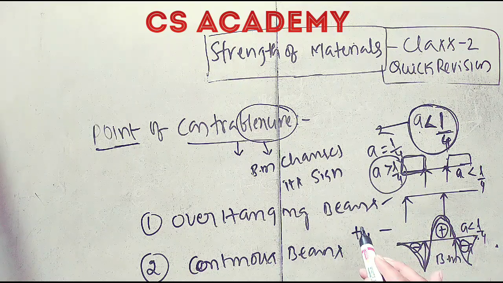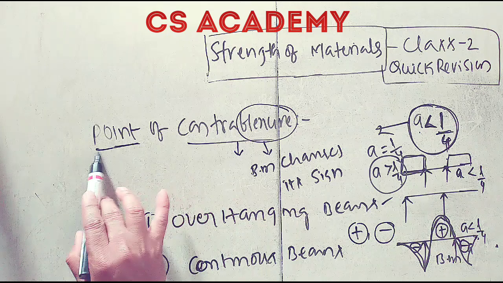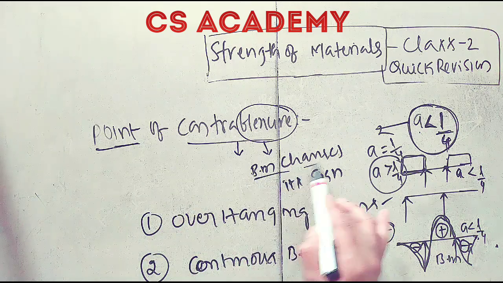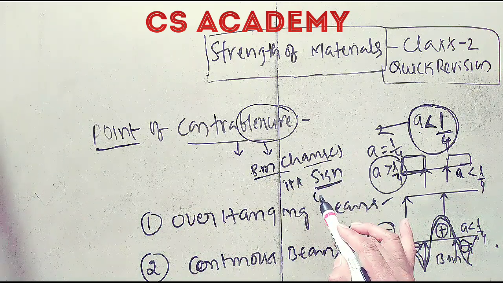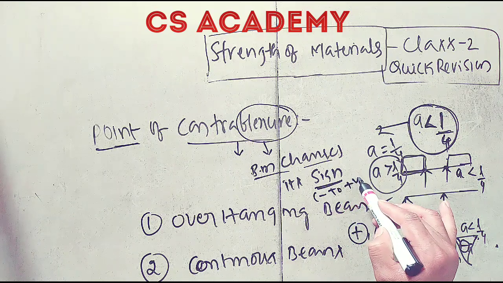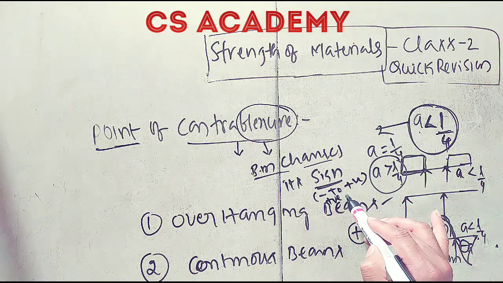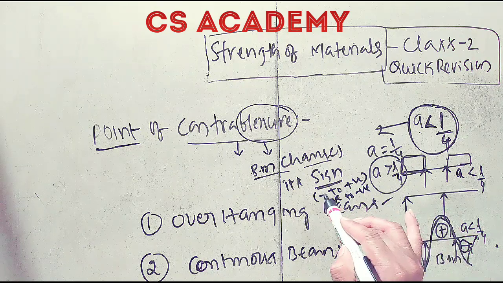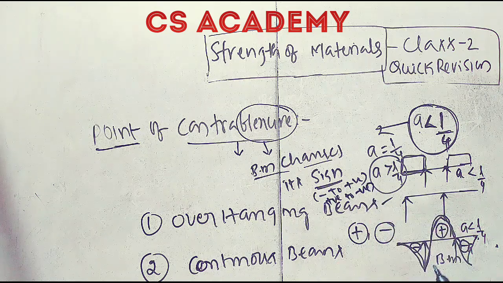What is point of contraflexure? Point of contraflexure means the bending moment changes its sign. Changing its sign means negative to positive or positive to negative, and it can be in either direction. Here it happens from negative to positive and positive to negative. That means finally it changes its sign. That particular point is called the point of contraflexure.